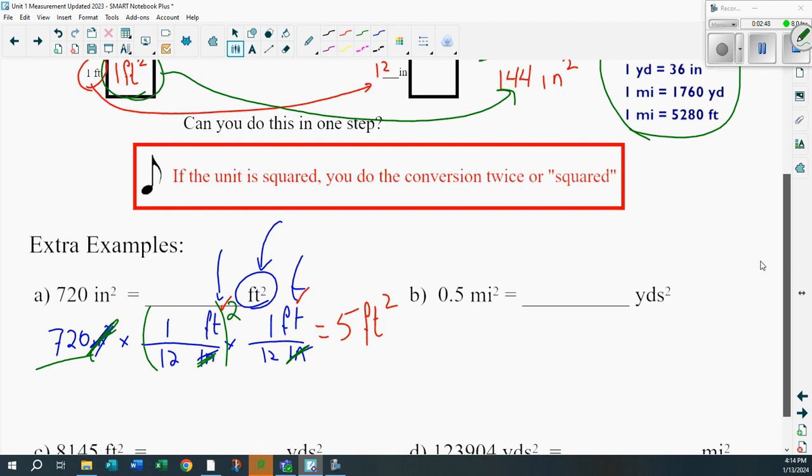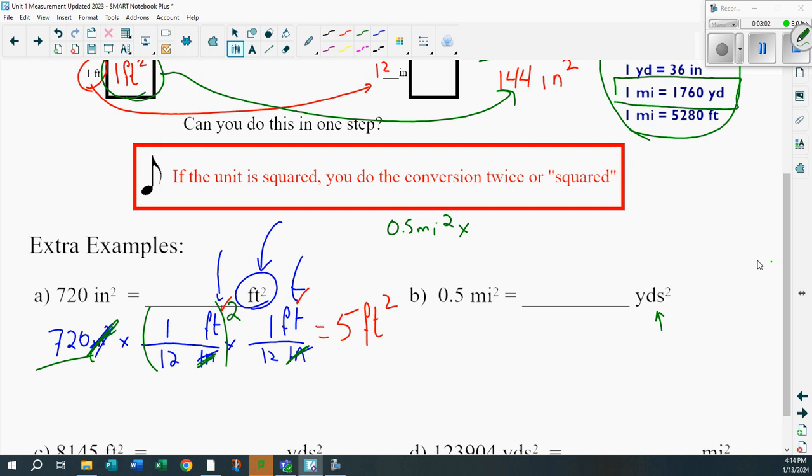Okay, so let's do this one. You ready? Okay, 0.5 miles squared. I'll do it up here. Now look what we want to convert this to. We want to convert this to yards squared. There's miles and yards right there. Okay, so miles goes on the bottom how many times? Not just once, but twice. Why? Because that squared tells you how many times you have to do the conversion. Remember, when the unit is squared, you have to do the conversion twice.